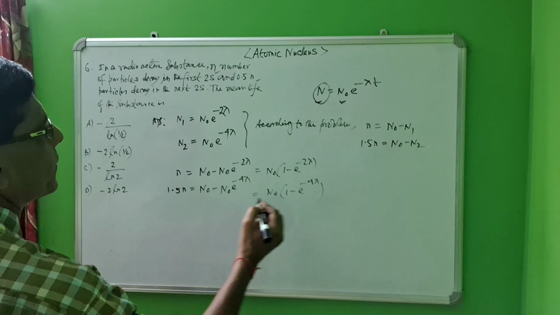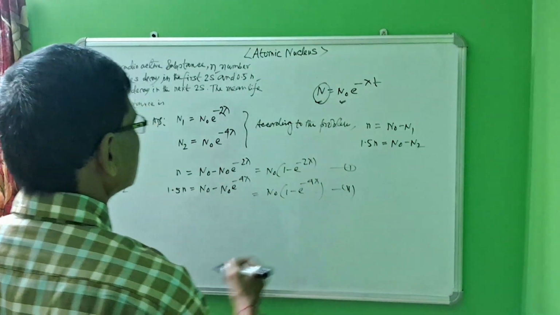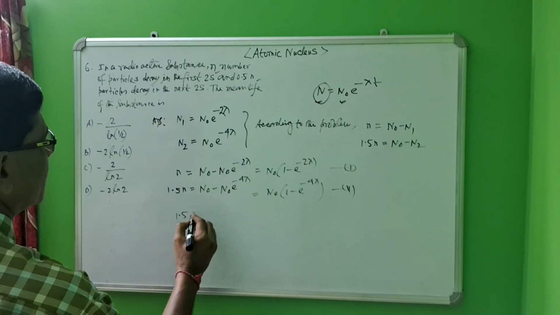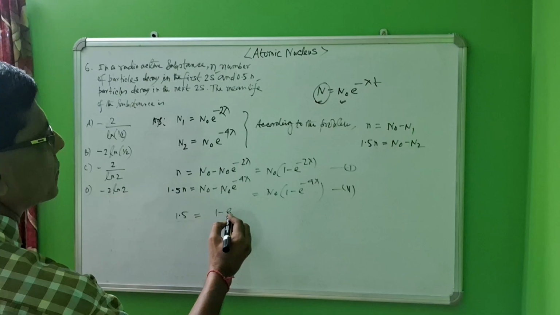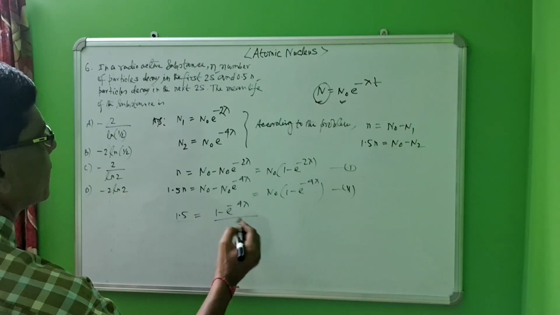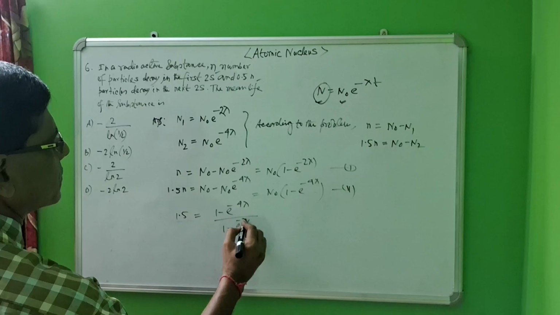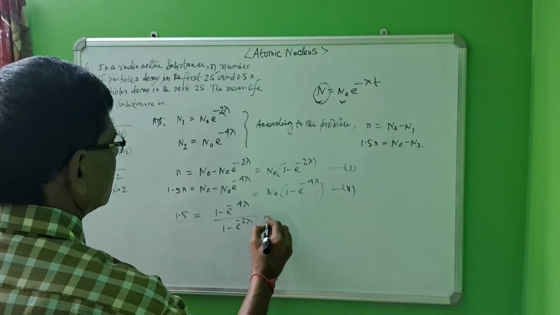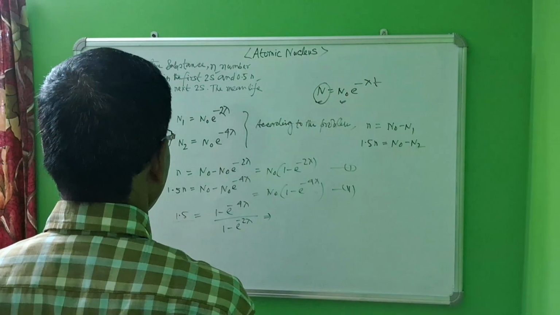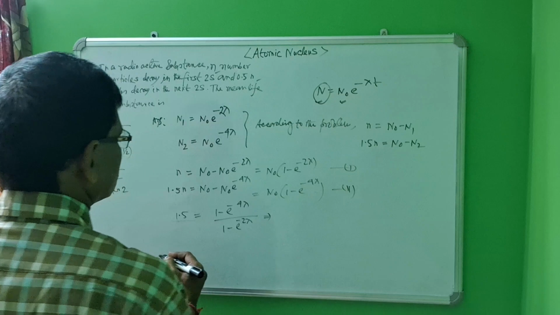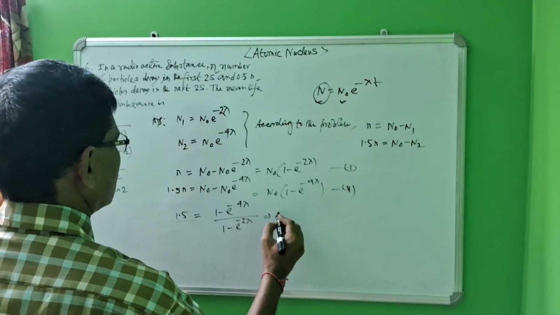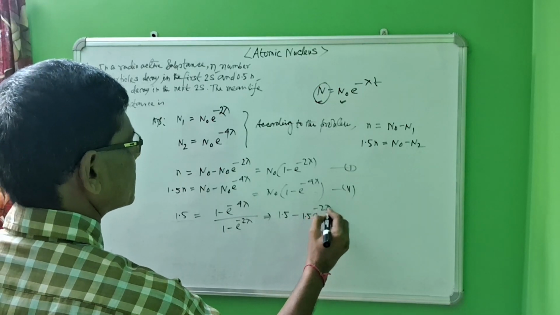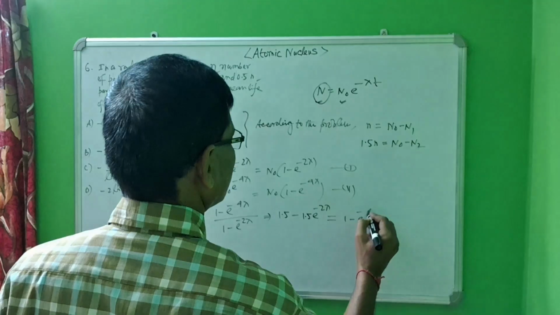So we can write by dividing 1 and 2. Solving 1 and 2, we can write 1.5 upon 1 equals 1 minus e to the power minus 4 lambda, divided by 1 minus e to the power minus twice lambda. This implies 1.5 minus 1.5 e to the power minus twice lambda equals 1 minus e to the power minus 4 lambda.